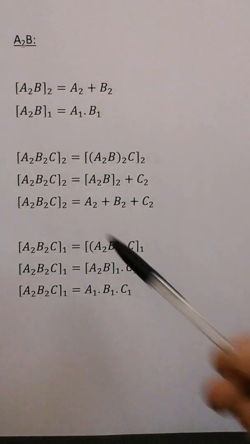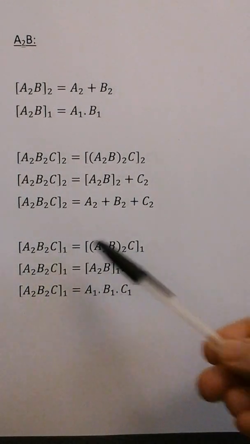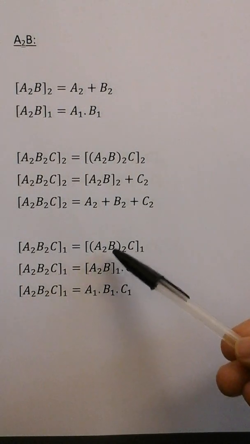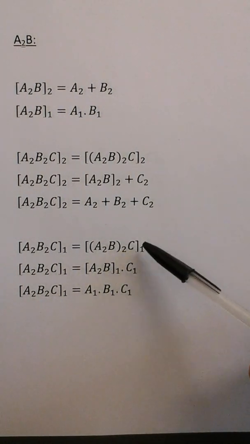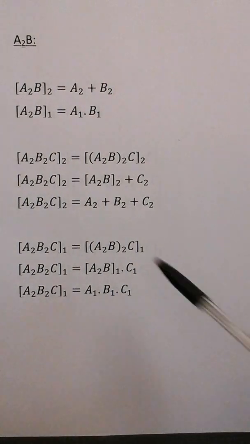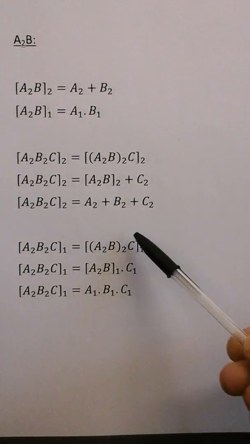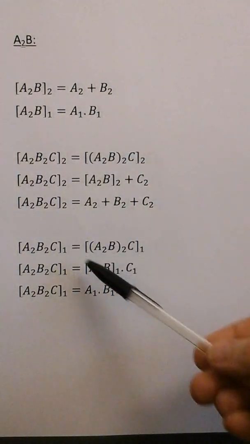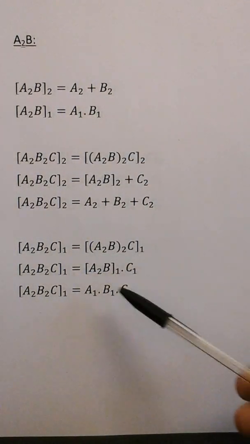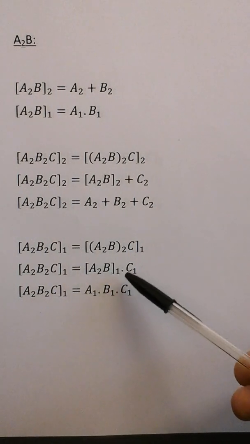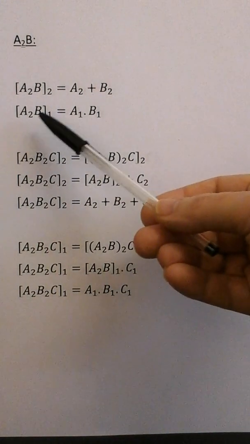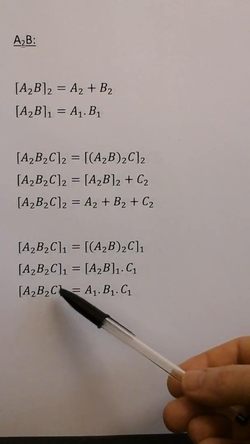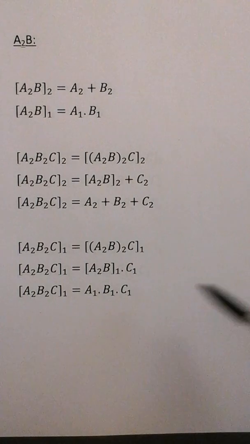Similar thing for A2B1 to A2B2C1. You lump that together to make A2B brackets 2C1. So this becomes A2B1 equals A1 and B1. So you're treating this as A and this as B. So that becomes A2B1 and C1, and A2B1 equals A1 and B1. So that becomes A2B2C1 equals A1 and B1 and C1.